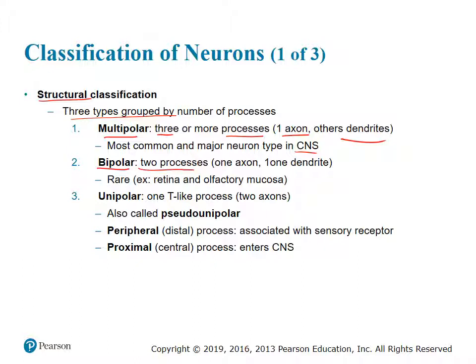Bipolar neurons are just going to have 2 processes. One of them is always going to be the axon, but they're only going to have 1 dendrite. We don't have them a lot in our body, so this one is not very common. There are 2 main places where you'd find them: the retina, for example, and the olfactory mucosa, which is the area where you have the start of the neuron that's a bipolar neuron. Does anybody know what olfactory means, by the way? What does olfaction mean?